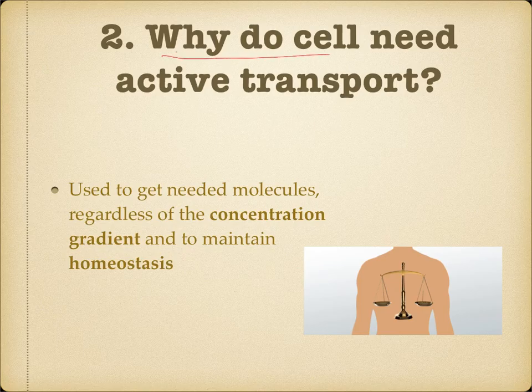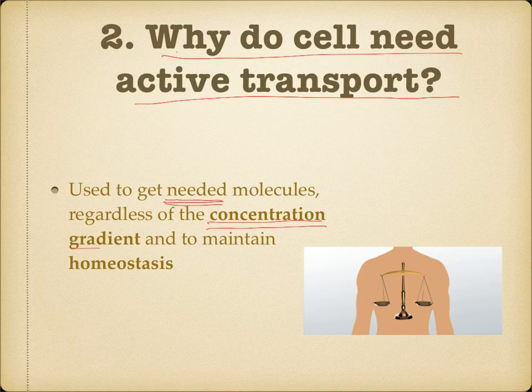So why do cells need to use active transport? Active transport is used to get needed molecules, stuff that is needed by the cell, regardless of how the concentration gradient is across the membrane, to maintain homeostasis. Most of the time things are getting transported in and out of the cell to maintain homeostasis, and sometimes it has to go against the concentration gradient to keep this balance.